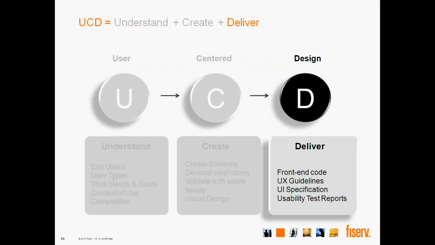So we completed the understanding phase, then the create phase, and a very important phase is delivery. Understand, create, and deliver. Deliver is the last stage of this user-centered design process. It's delivering the front end or UI code based on the technology and the platform.